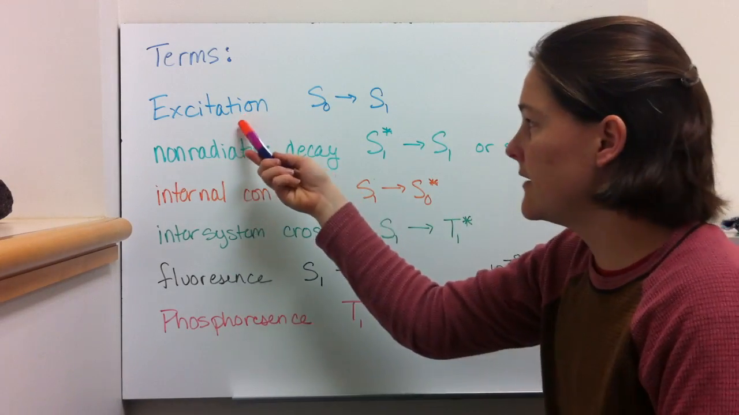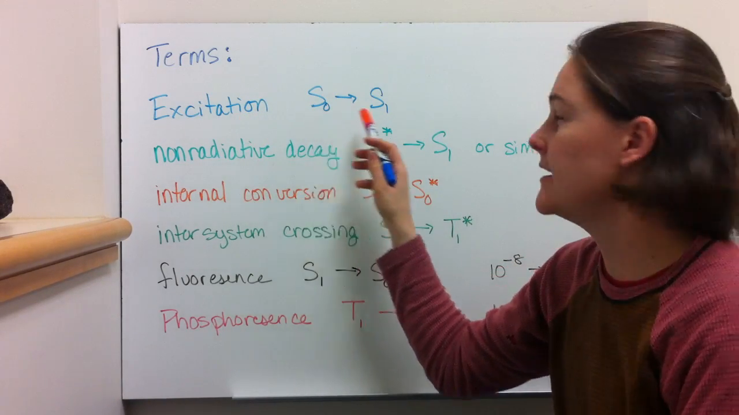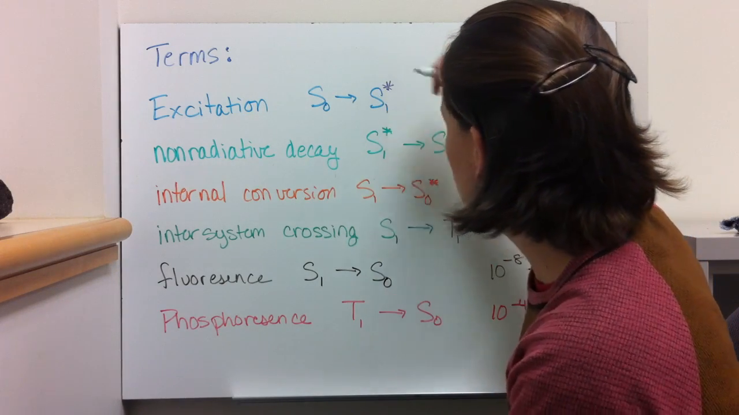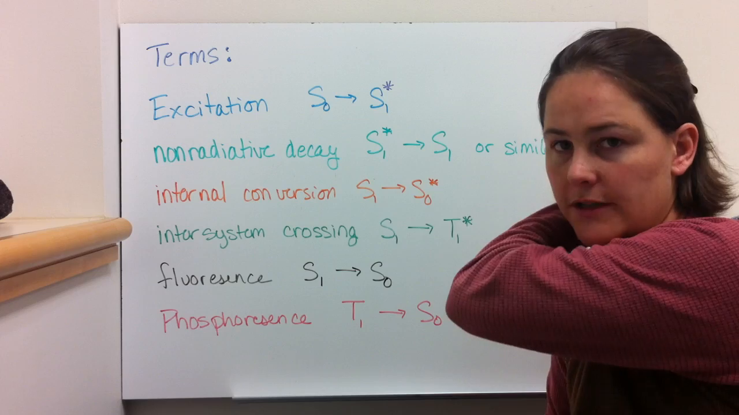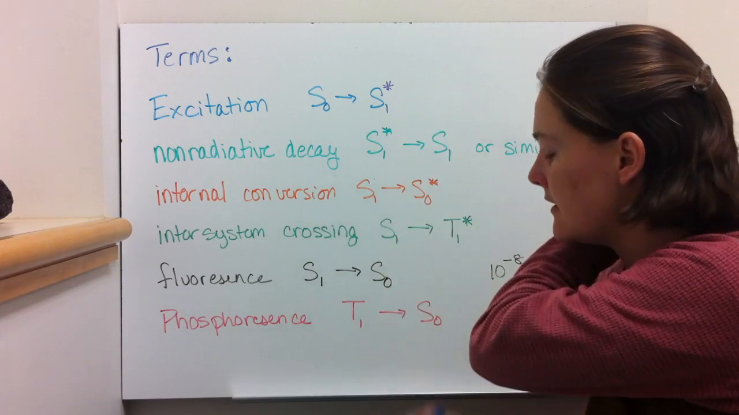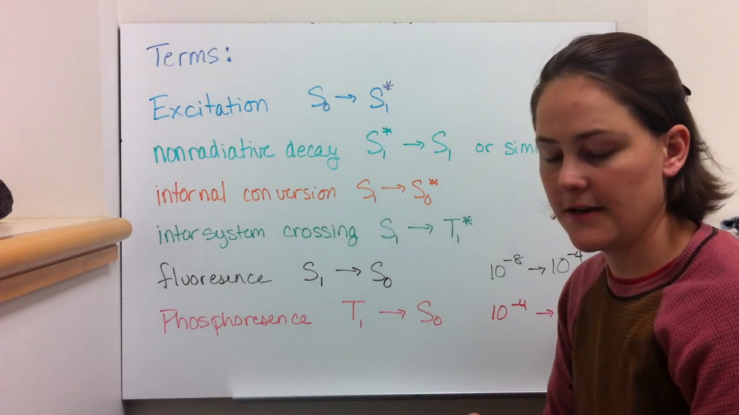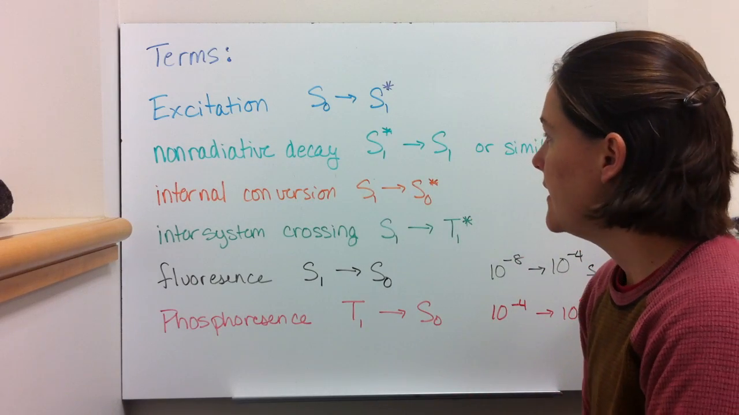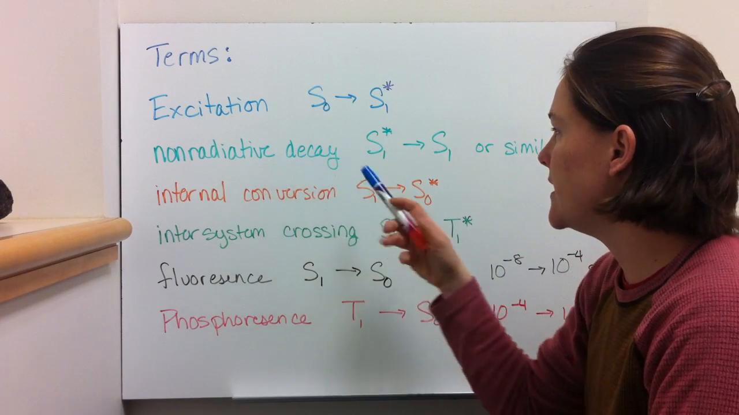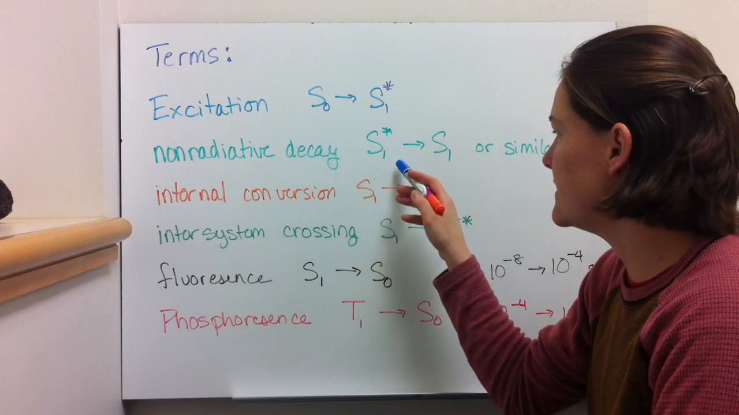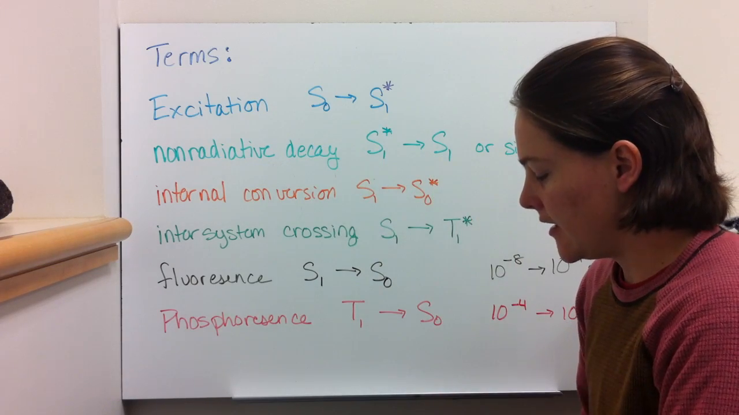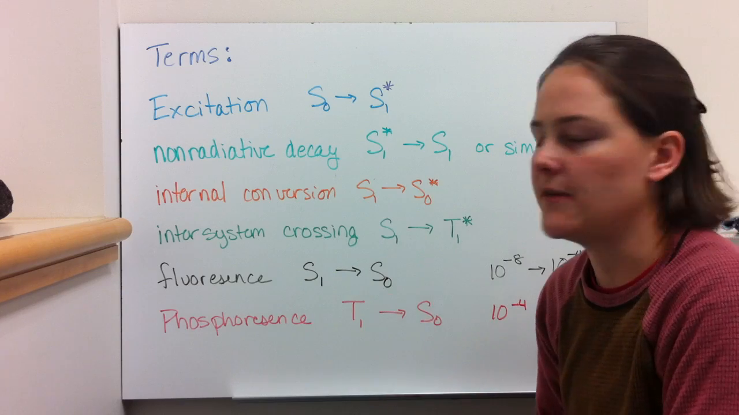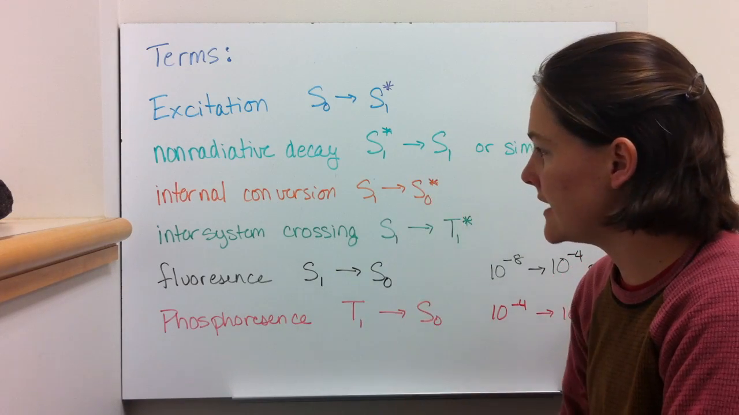Alright, so we've talked about excitation, where you go from the ground state to the excited state singlet. This star is going to mean not the ground state of the excited state singlet, but some energy level above that, rotationally and vibrationally excited. So you can have non-radiative decay, where you go from that excited state down to the ground state of the excited state triplet, or something similar. There were a bunch of non-radiative decay events shown on the last slide.